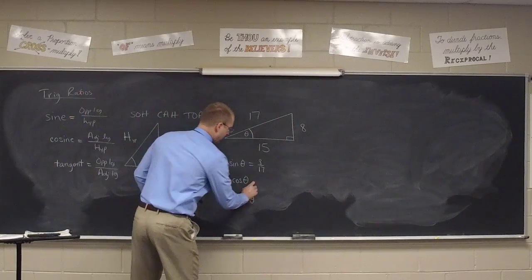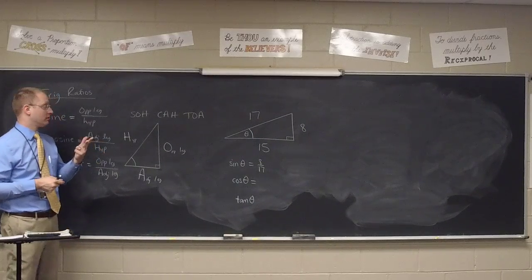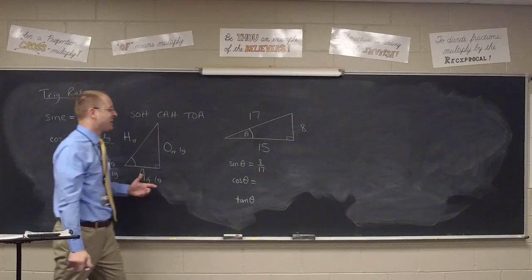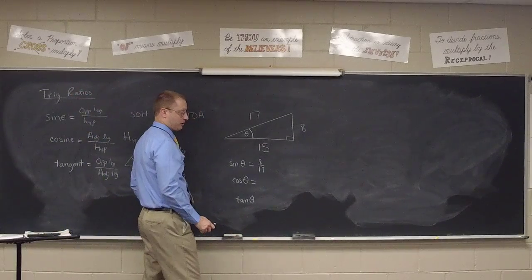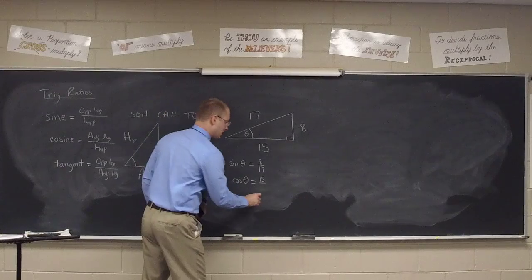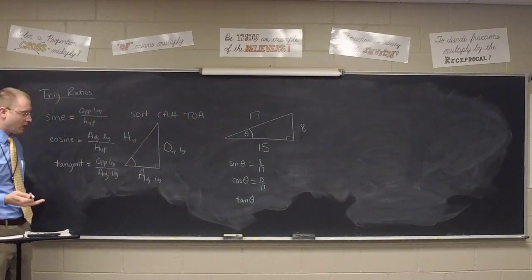The cosine, well, SOHCAHTOA. Cosine's what over what, Quentin? Adjacent leg over hypotenuse, or I just say adjacent over hypotenuse like he did. What is the adjacent leg's length? 15. And the hypotenuse, of course, is still 17. So the cosine of the angle is 15 over 17.